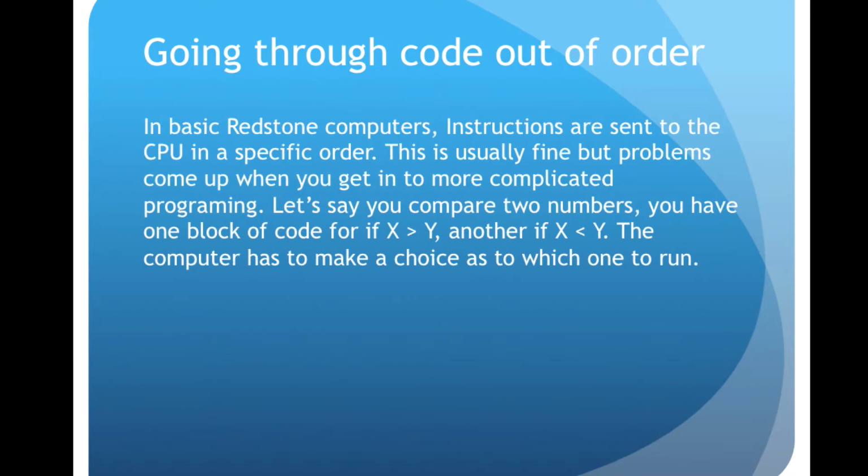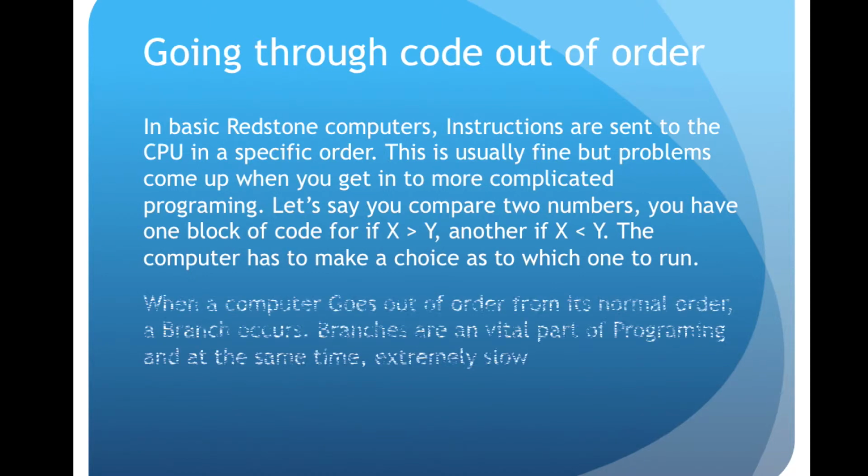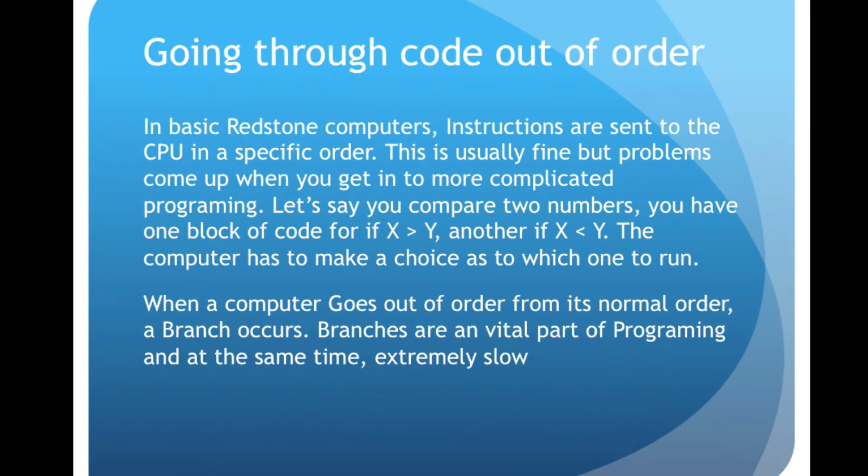Usually, when you're coding, you go through it in a specific order. You'll do instruction A, instruction B, and then instruction C. And usually this is just fine, but sometimes you have a problem where you don't want to do this. For instance, let's say that you want to do one set of code if one value is greater than another, and you want to do a different set of code if the first number is less than the second number. So then the computer has to make a choice, and it's these choices where we get into the concept of branching. So when a computer goes out of order from its normal order, a branch occurs, and branches are an extremely important part of programming, and at the same time they are the slowest function in the entire computer.